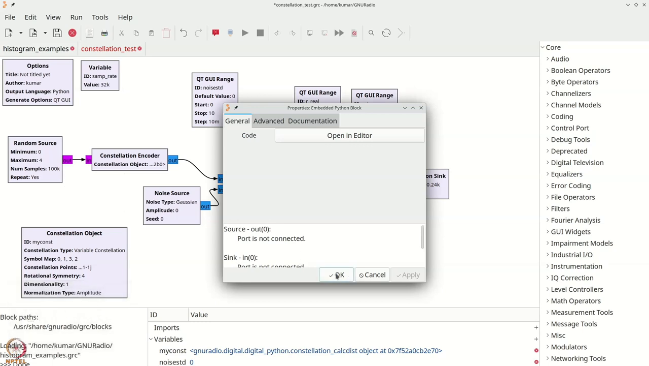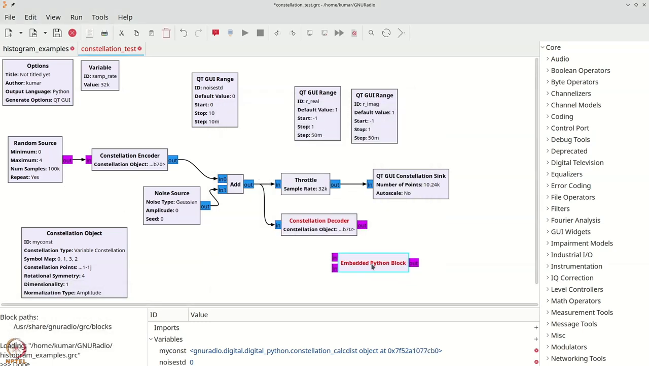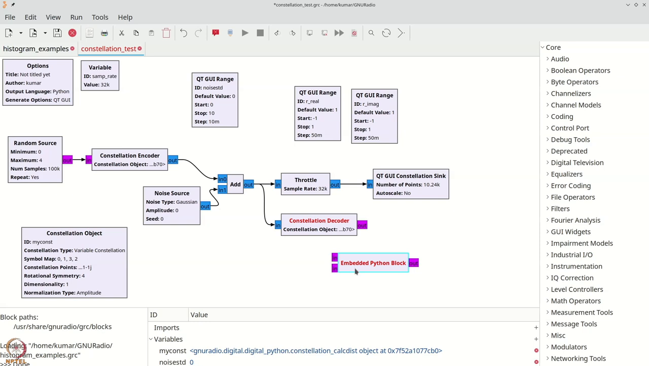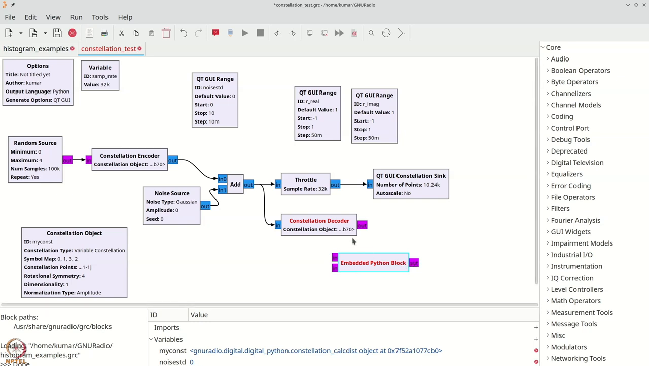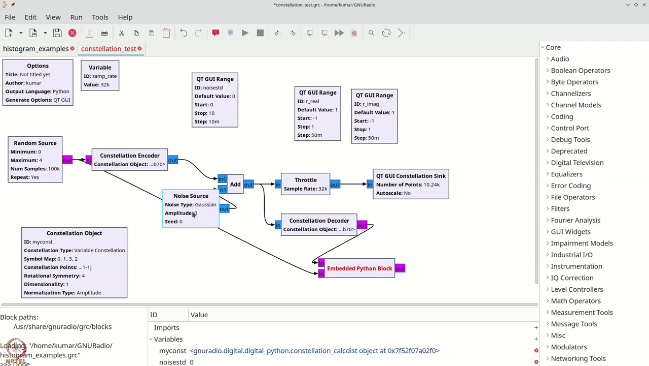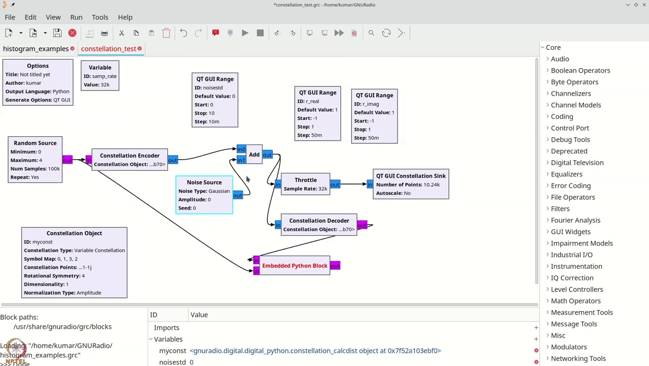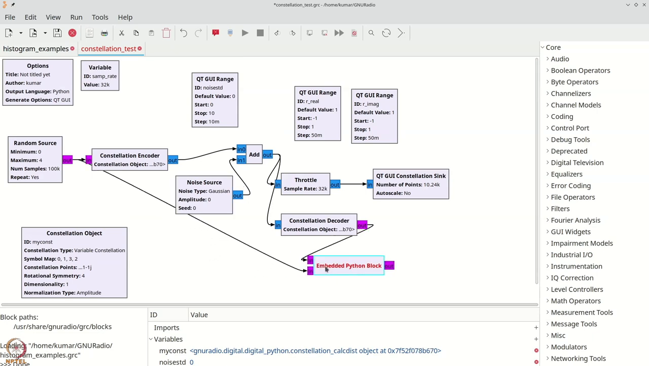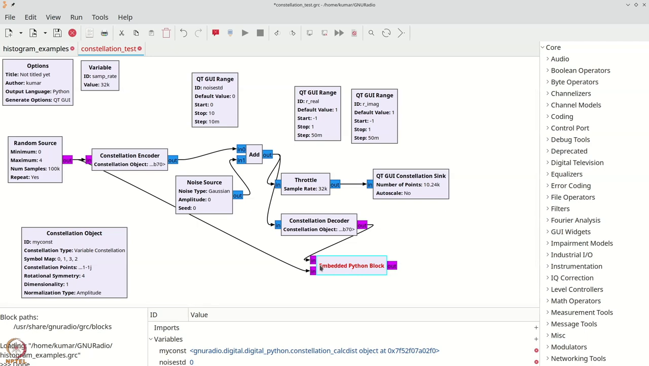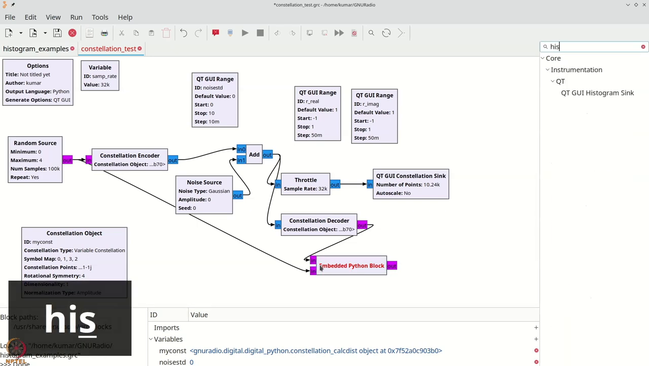Now, if you look over here, you get an embedded Python block, and very nicely, GNU Radio has detected that you want two byte inputs, and you have a byte output. Let us just connect this over here and connect this over here. Now we need to just use a histogram. Oops, let me just make some rearrangements. Now all you need is a histogram to find out at how many points these end up differing. So I'm going to just say Control F or Command F and type histogram.